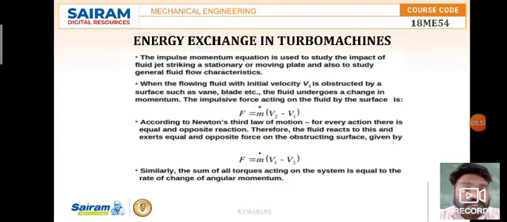Why I say stationary or moving plates is because, if you are going to study stationary blades, for example, we have three different types of turbines: the impulse turbine, the Francis turbine, and the Kaplan turbine, which come under reaction turbines. So we have two types of turbines, impulse turbine and reaction turbine. If you take the impulse turbine, you have moving blades. Water comes and hits the moving blade and it starts rotating.